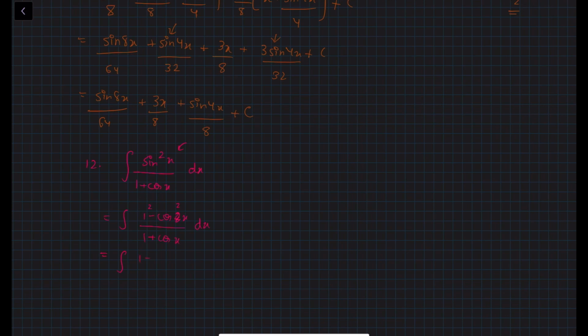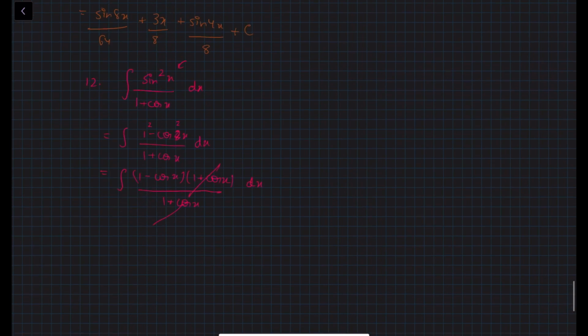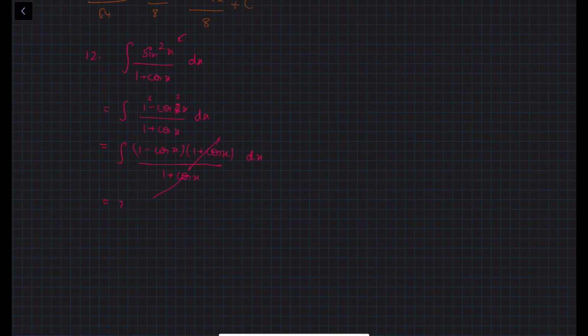So here it's going to be just that over 1 plus cosine x dx. And now we can cancel that out. So we just have the integral of 1 minus cosine x, which we can evaluate simply to be x minus sine x plus c. That is the answer.